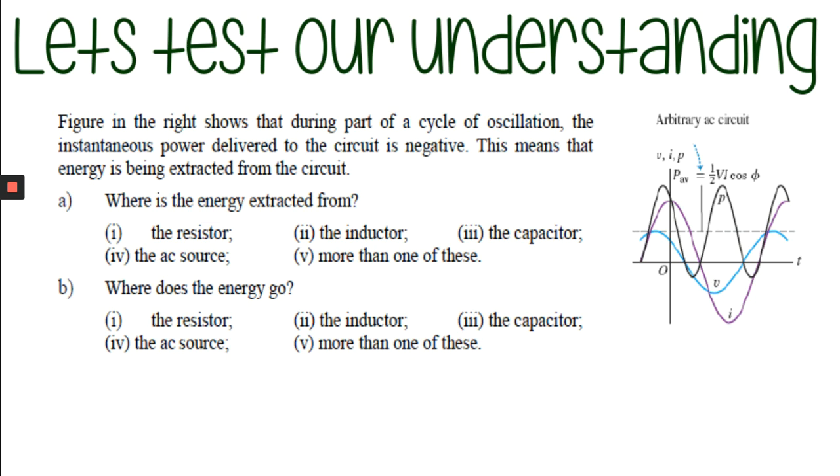So where is the energy extracted? From the graph it is clear that the circuit has all three components: resistor, inductor and capacitor. So when the energy is extracted, is it from the resistor, the inductor, the capacitor or the AC source? Where does the energy go? It can go to the resistor, the inductor, the capacitor, the AC source, or more than one of these. So much we have discussed about power in an AC circuit. So think about the answer.